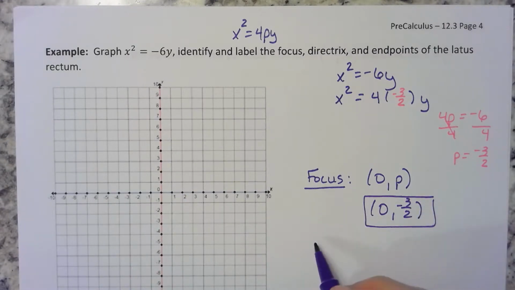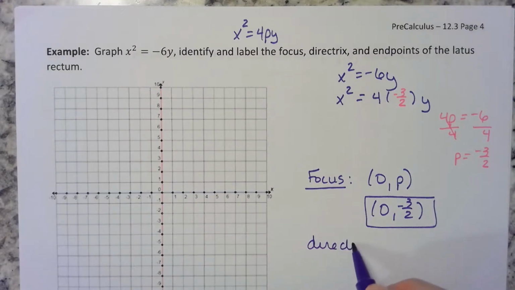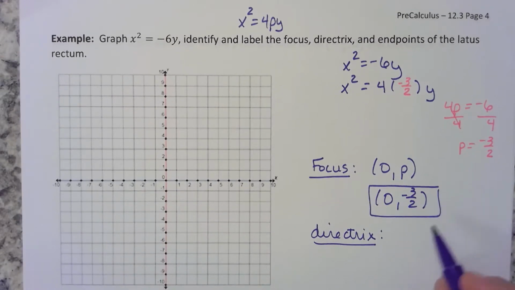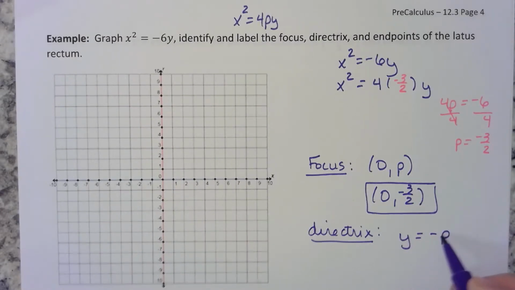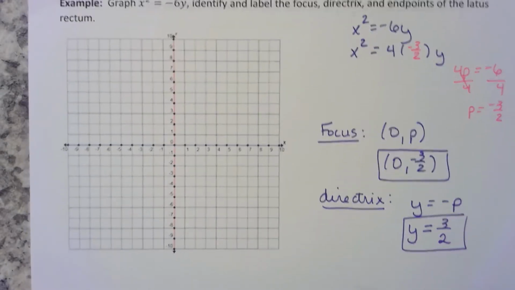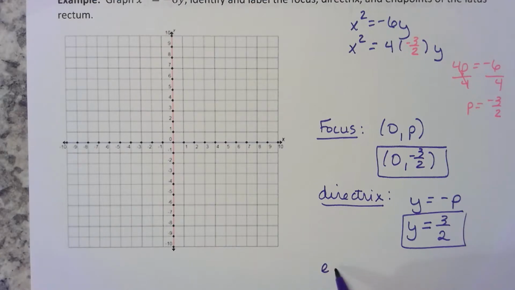We're looking for the directrix. The directrix is going to be y equals negative p. Well, that's y equals the negative of negative 3/2, which is a positive 3/2. This is your directrix. They want the endpoints of the latus rectum. Endpoints of the latus rectum.